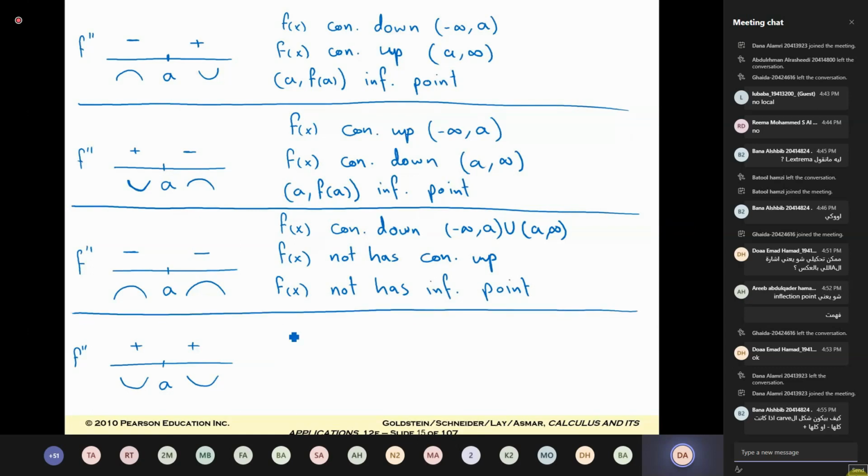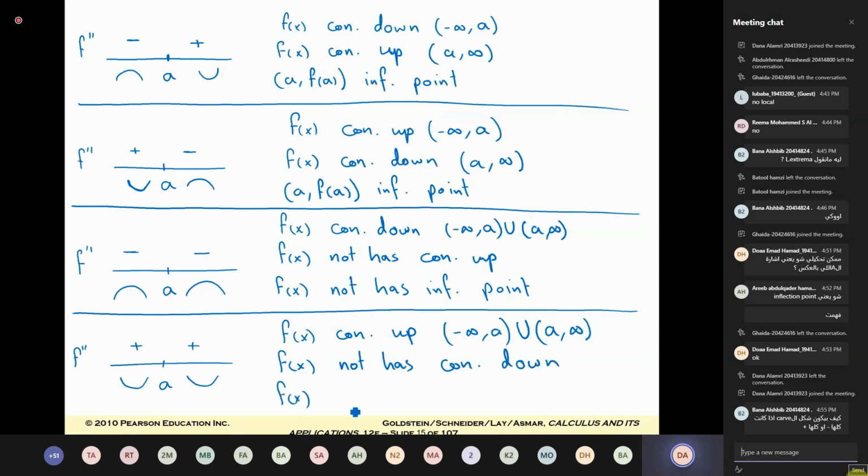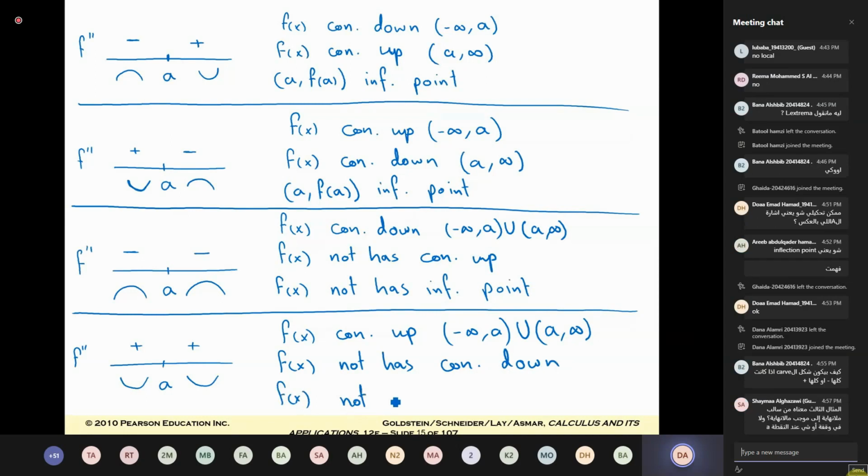Okay, the last case, f of x is concave up from negative infinity to A, union from A to infinity, and f of x does not have concave down, sorry, and f of x does not have an inflection point.